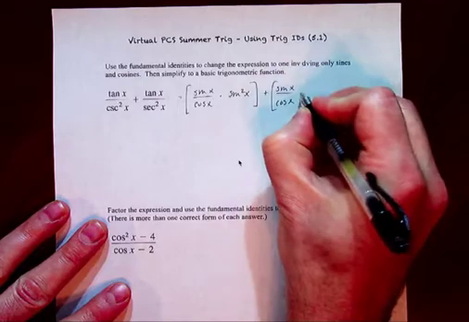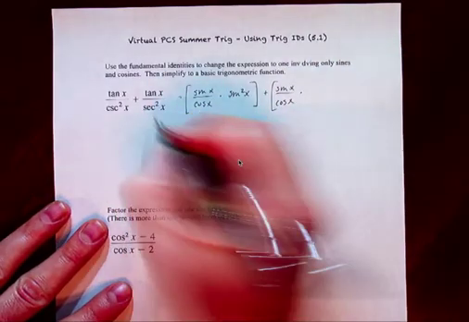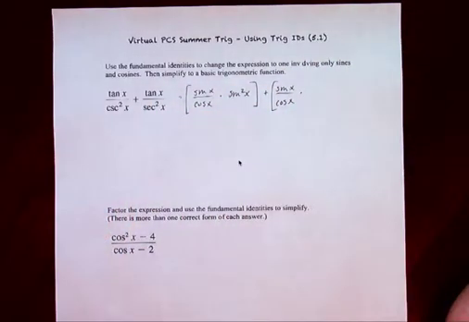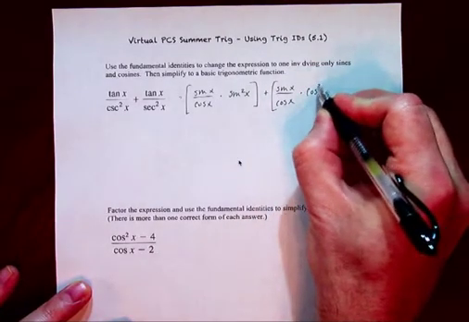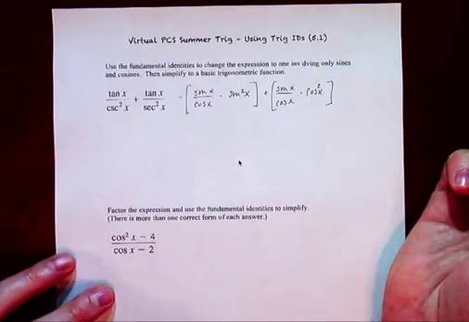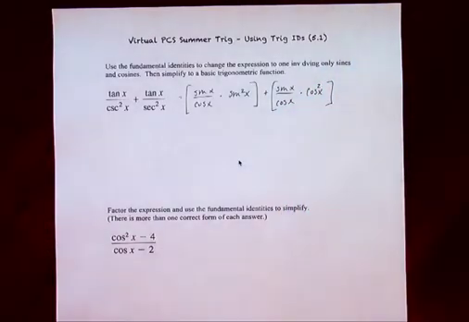Then I'm going to take this right here, and I'm going to call it sine x over cosine x. And I'm going to multiply this one by the reciprocal of the denominator, right? Because when you're dividing by a fraction, and both cosecant and secant are implied fractions, it's the same as multiplying by its reciprocal.